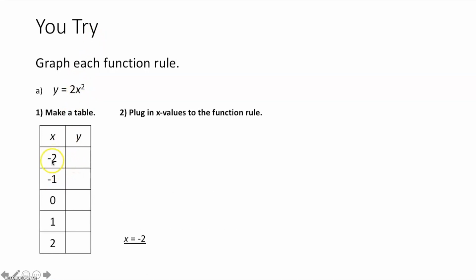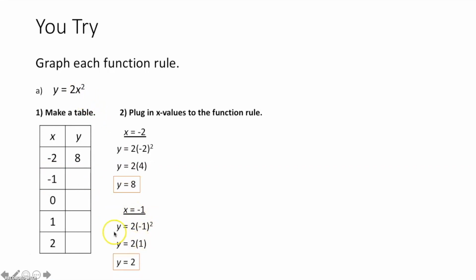So what y value goes with -2? I'm going to take -2, plug it in for x in my original function. What's -2 squared? That's 4. And what's 4 times 2? That's 8. So I plug that in here. What's the y value that goes with -1? I take x is equal to -1 and plug it in for x in my original function. What's -1 squared? That's +1, and 1 times 2 gives you 2, so that goes here.